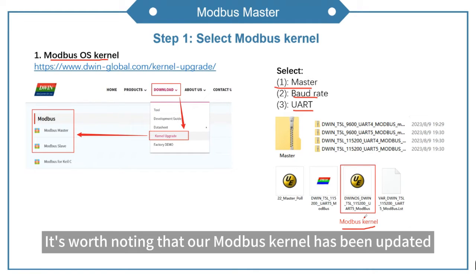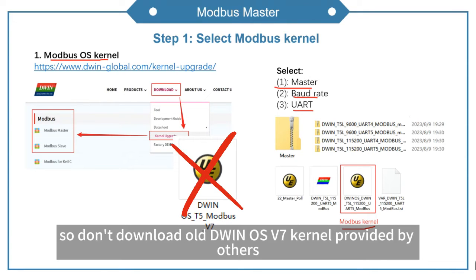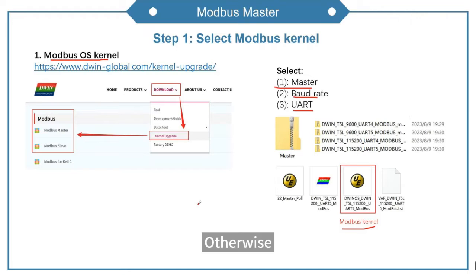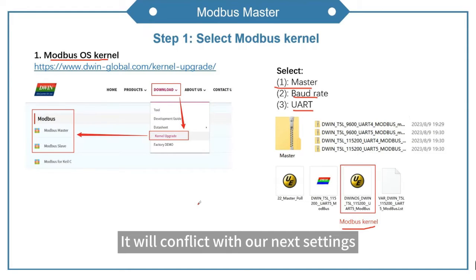It's worth noting that our Modbus kernel has been updated, so don't download old DWIN OS v7 kernels provided by others. Otherwise, it will conflict with our next settings, resulting in no communication.